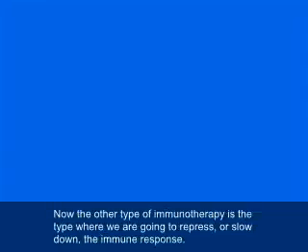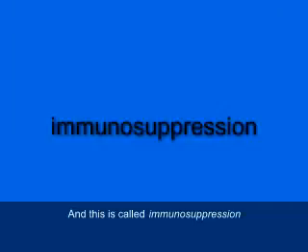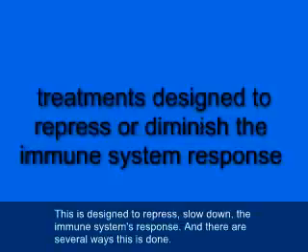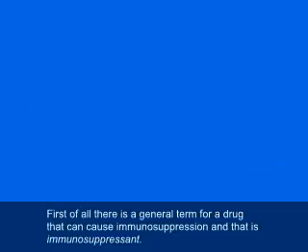Now, the other type of immunotherapy is the type where we're going to repress or slow down the immune response, and this is called immunosuppression. This is designed to repress, to slow down the immune system's response. And there are several ways this is done. First of all, there is a general term for a drug that can cause immunosuppression, and that is immunosuppressant.